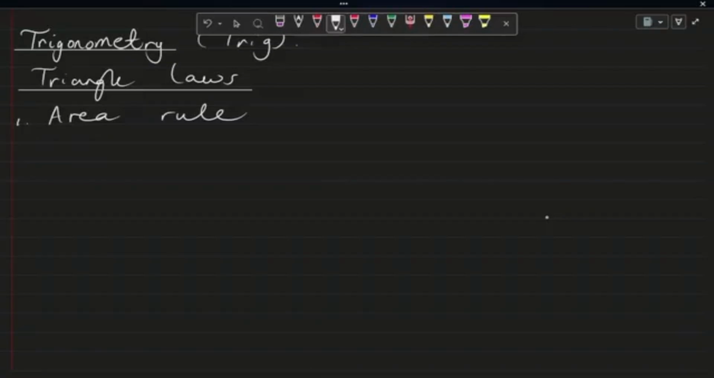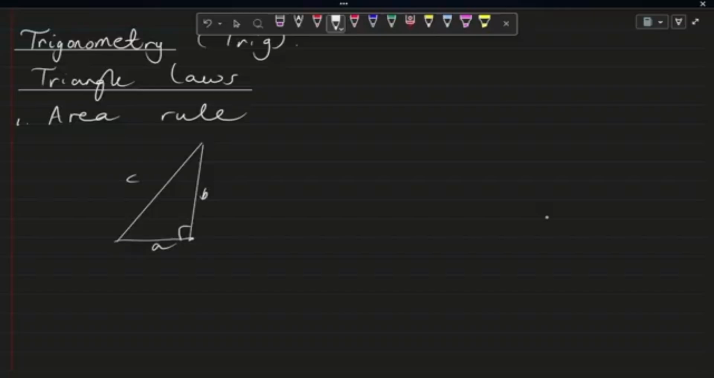called the area rule. Okay, now up until this point, whenever we think of area, we think half base times the perpendicular height, right? Because these are the triangles that we are used to working with.